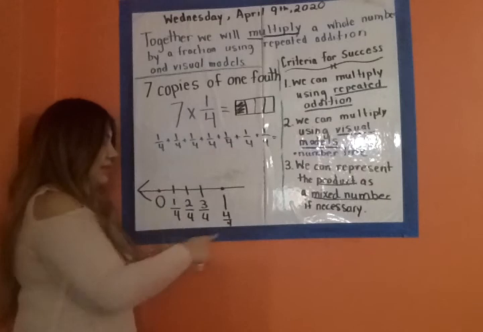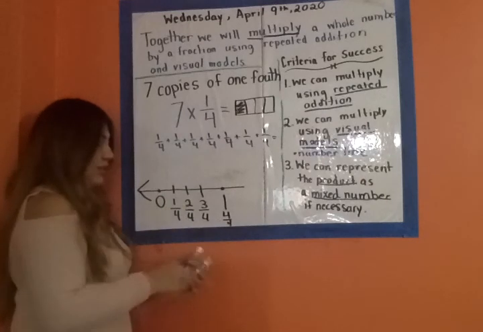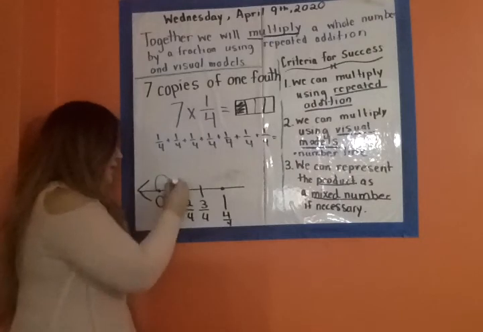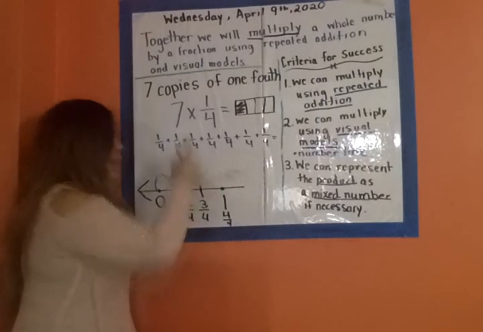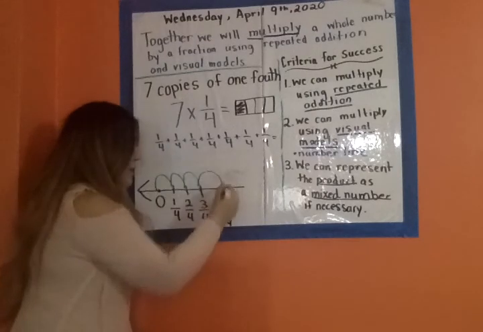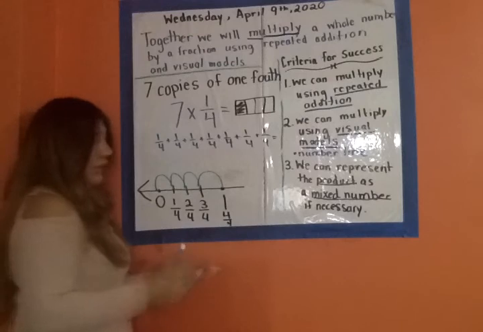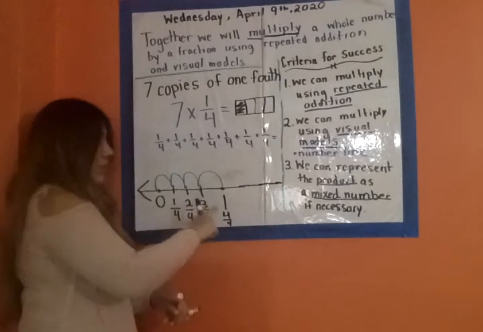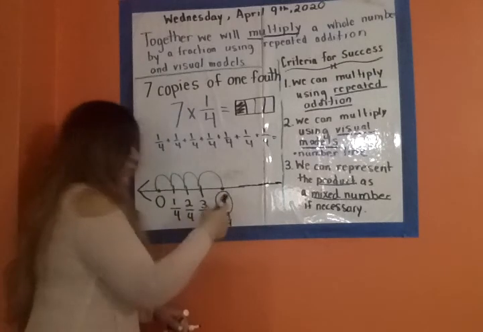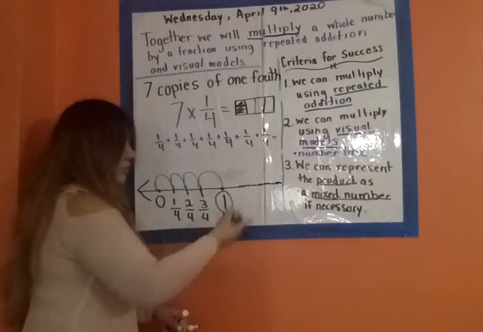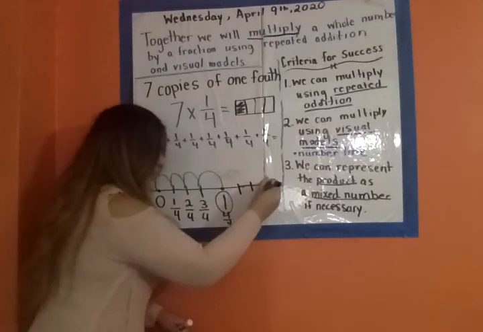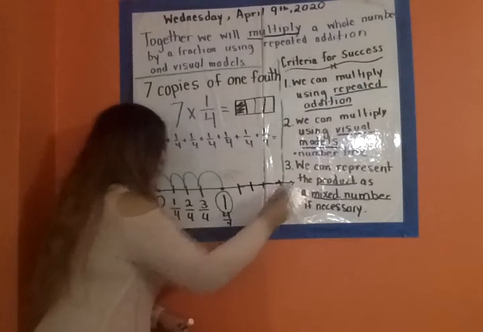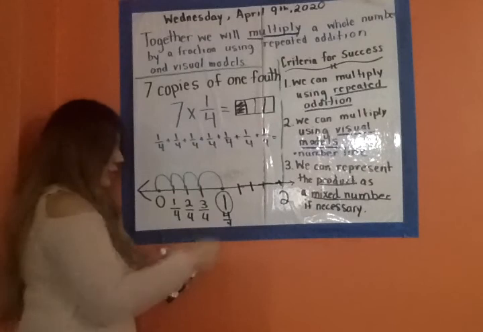But wait a minute. Let's see. Let's do the work. Ready? Start at 0. 1 copy. 2 copies. 3 copies. 4 copies. What happened? I'm going to have to continue this number line so that I have enough space. And so now, instead of saying it's going to go to 1, it's also going to go to 2. So again, my number line continues, and this time it's going to go to 2, so we have enough space to show our work.